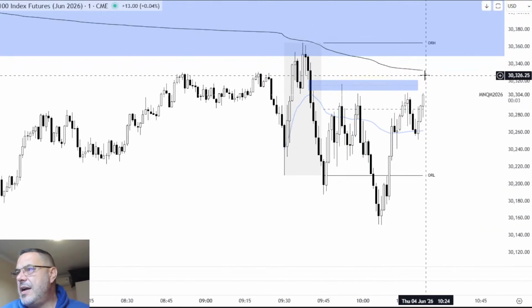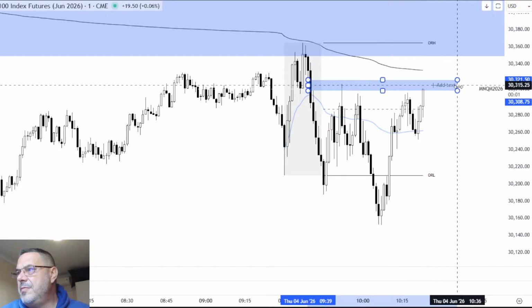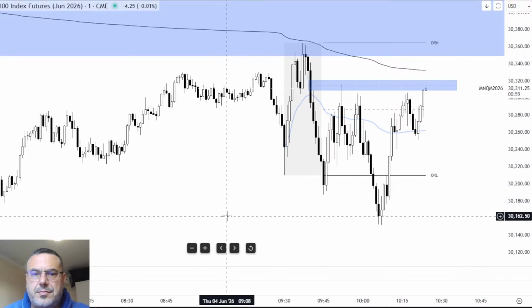Looks like we want to go back up to the VWAP there. Let's see what's going to happen there.